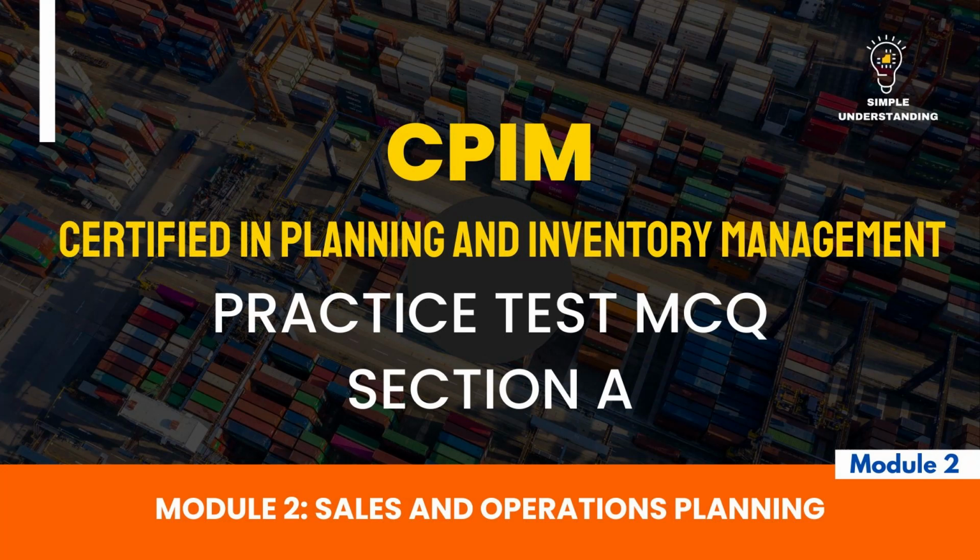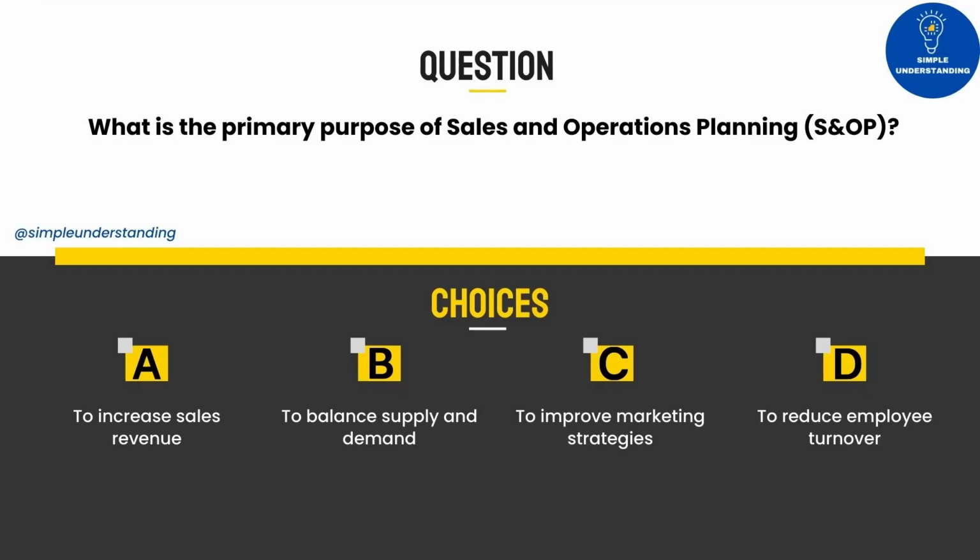Section A. S&OP Purpose and Process Practice Test. 1. What is the primary purpose of sales and operations planning, S&OP? A. To increase sales revenue. B. To balance supply and demand. C. To improve marketing strategies. D. To reduce employee turnover.